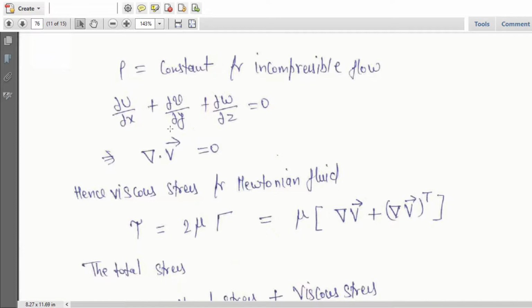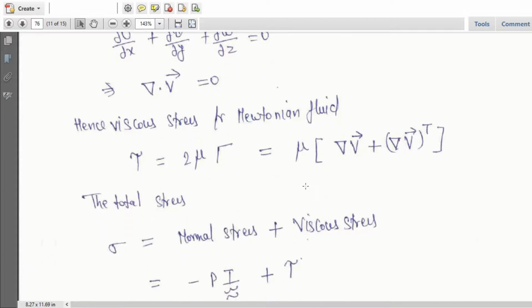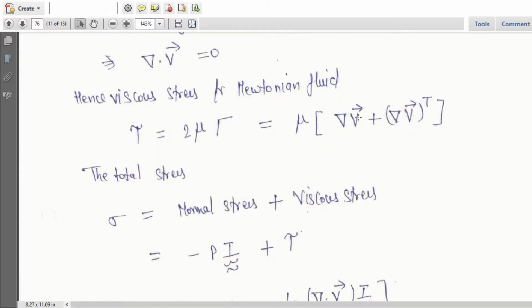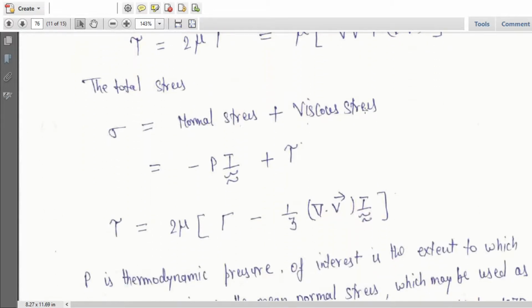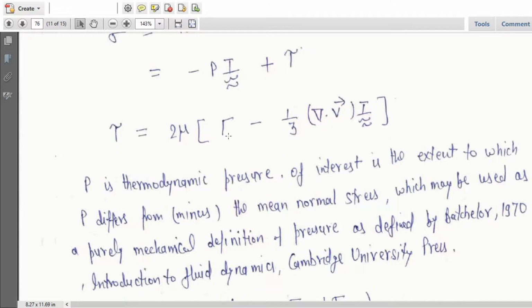Now for incompressible fluid we have del dot v equal to 0 from continuity. Viscous stresses for Newtonian fluids are given by tau equal to 2 mu into gamma, where gamma is given by del v vector plus del v vector transpose. If you add them up you will get the total stress here. So sigma is normal stress plus viscous stress, minus p I plus tau. This is equal to 2 mu gamma minus 1 by 3 del dot v vector into I.